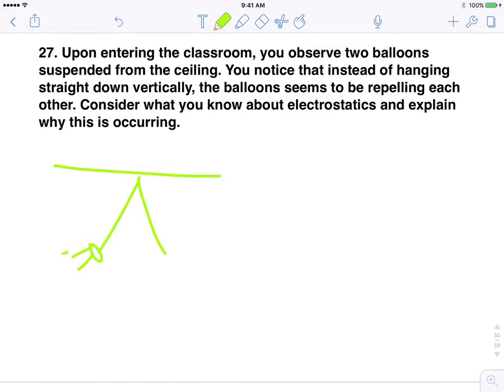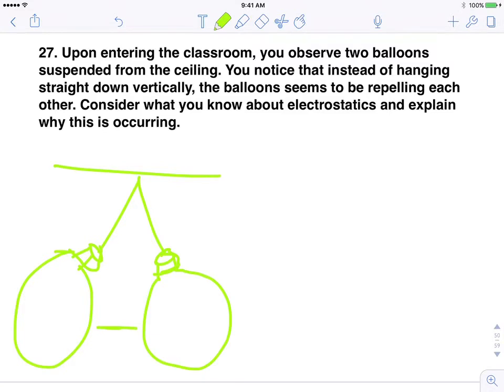Can I draw a balloon? I can, kind of. That's the string holding it. Anyways, okay, so you have 2 balloons, and they're suspended from the ceiling. And you notice that instead of hanging straight down, where there would be no gap here, they're actually repelling each other.